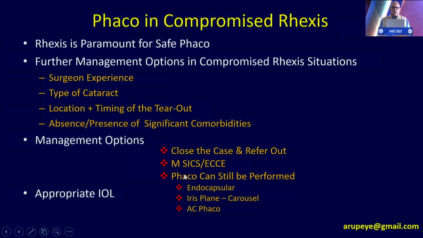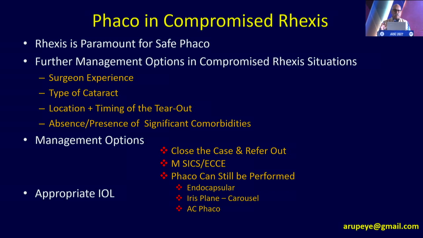So friends, I would like to conclude by saying that rhexis is paramount for safe phacoemulsification. And further management options in compromised rhexis situations depend upon a lot of factors, like how experienced the surgeon is, what kind of cataract, etc. Now today, if I have a very hard cataract with a compromised corneal endothelium, shallow anterior chamber, and rhexis that has run to the opposite, nasal side, I would prefer to convert the patient from a phaco to a non-phaco situation.